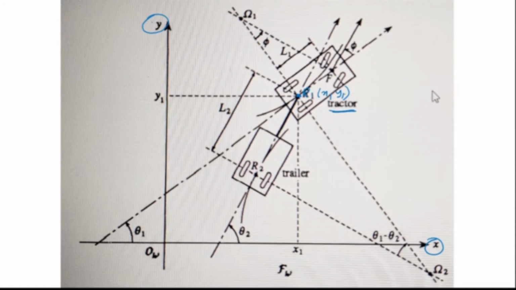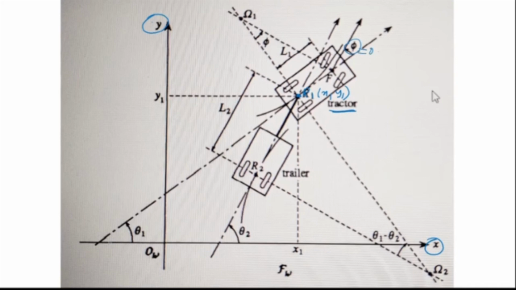R1 has coordinates x1, y1. Now the front wheels have a steering, which means that there is a phi there. Depending on the turn that the tractor wants to take, we can change that phi angle and the tractor can take a turn. When we are going straight, then that phi can be equal to 0. In that case, it is going straight.